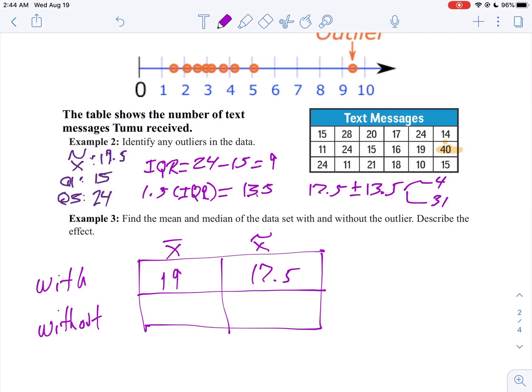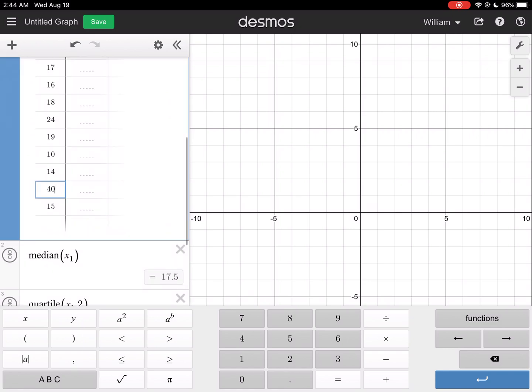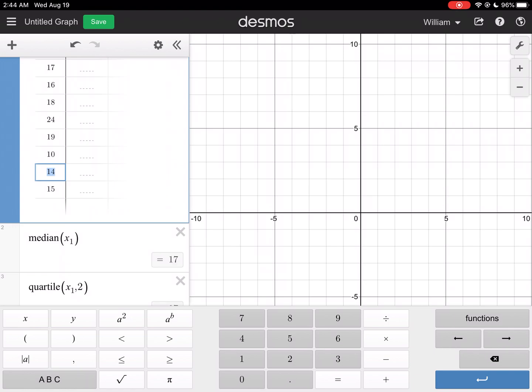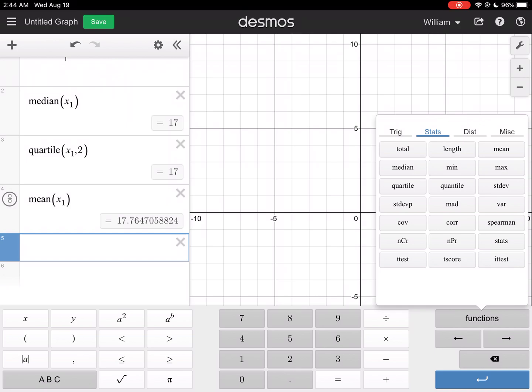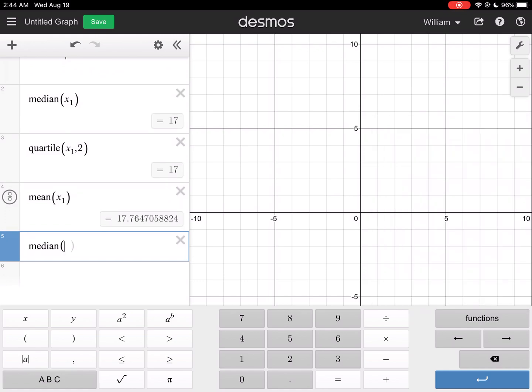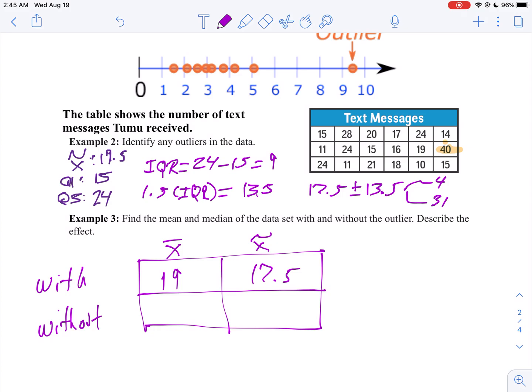Now let's get rid of 40. So go in your table and let's just get rid of that row. Now we'll do the same thing. Let's find the median of this data set. Okay, so we're going to find the median of x1. And notice that's 17. That kind of makes sense. It went down a little bit, didn't it? Because we took off one number.